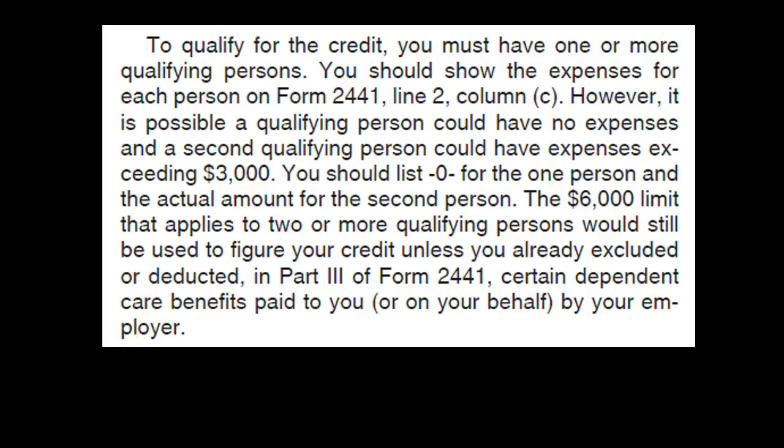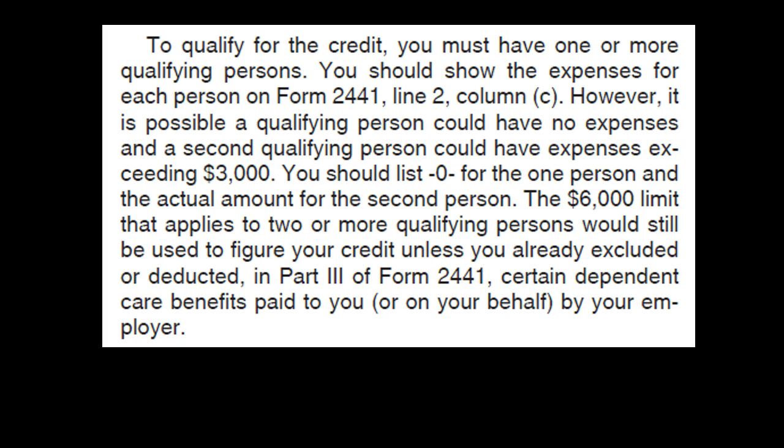Back to the text. To qualify for the credit, you must have one or more qualifying persons. You should show the expenses for each person on Form 2441, line 2, column C. However, it is possible a qualifying person could have no expenses and a second qualifying person could have expenses exceeding $3,000. You should list 0 for one person and the actual amount for the second person.